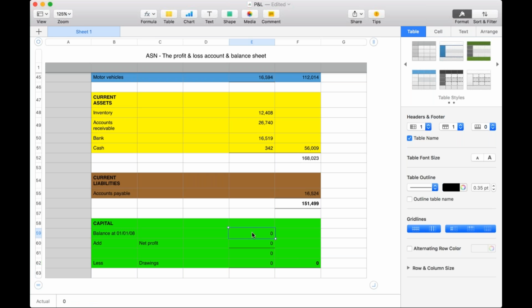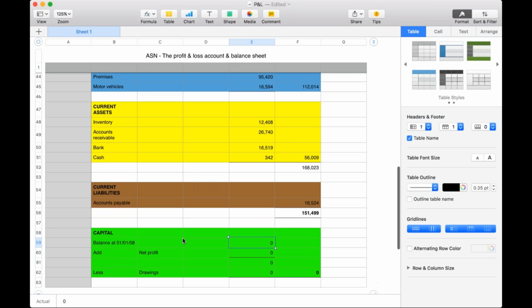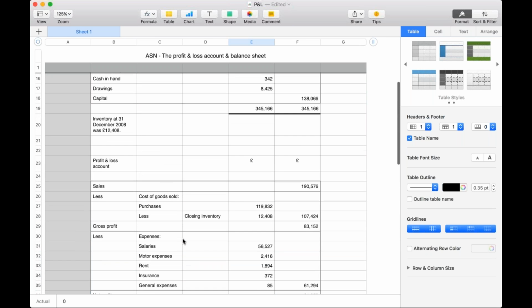So we're going to first of all look at the balance at 1st of January 08. So on the first day of this year, how much was our capital balance? How much had the proprietor? What was the balance of the proprietor's capital account? That's what we're trying to find out. So that's going to be on the trial balance here.